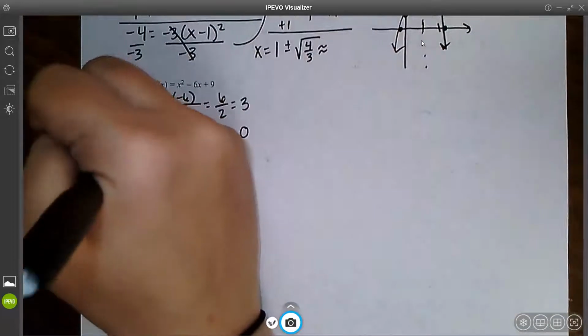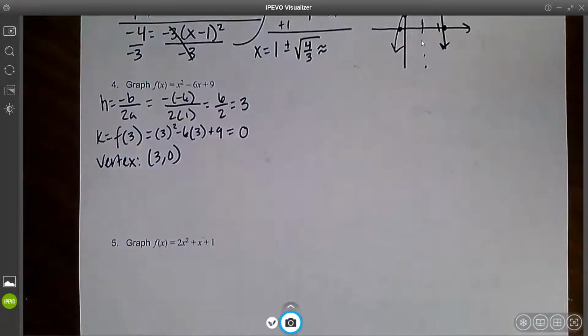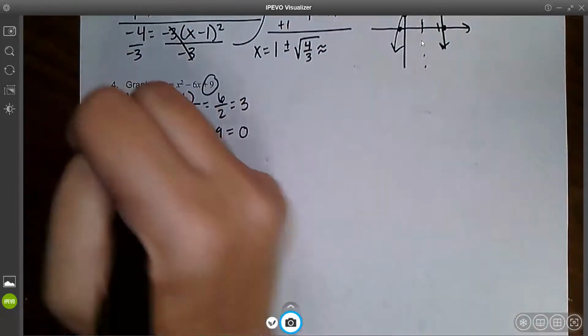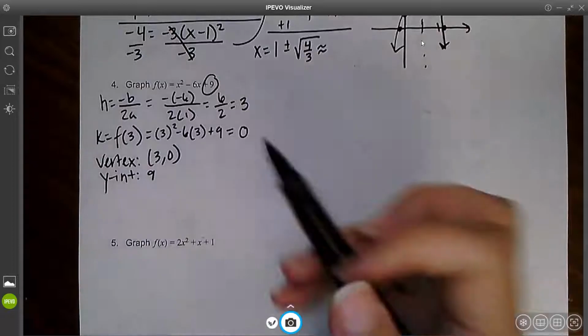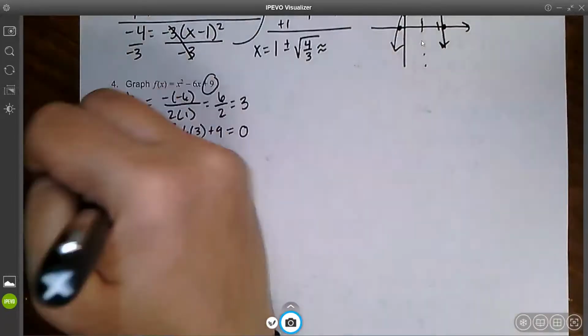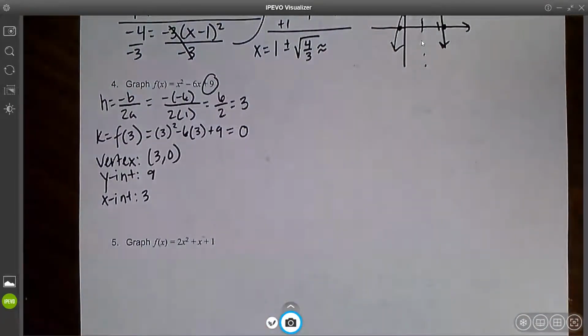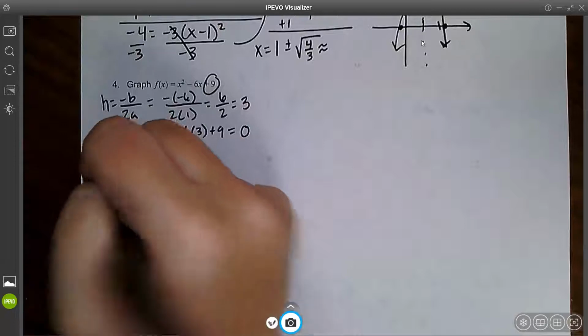So my vertex is 3, 0. This 9 is my y-intercept. My x-intercepts, so you can look at this because this is 3, 0. That's going to be your x-intercept, your y is 0. So my x-intercept is 3 because that's your vertex. There's only the 1. And my axis of symmetry is x equals 3, the x value there.